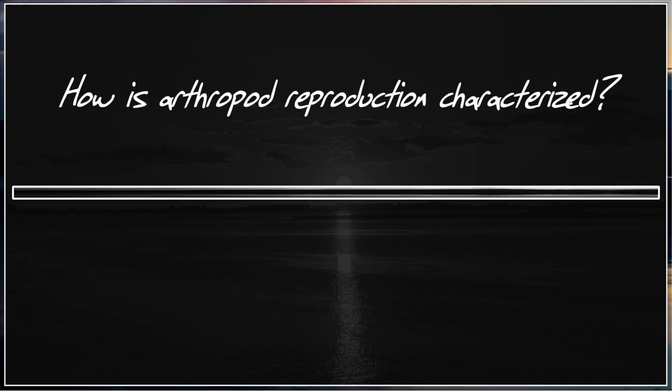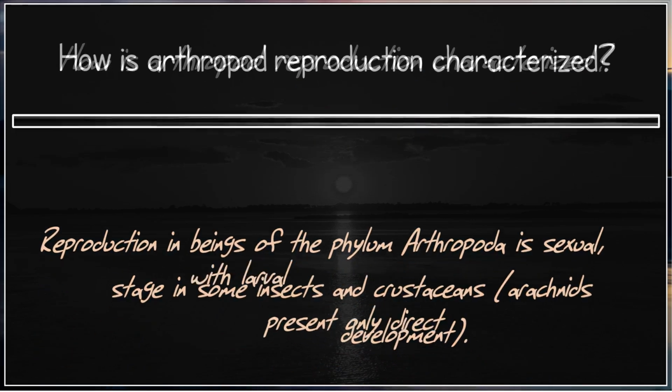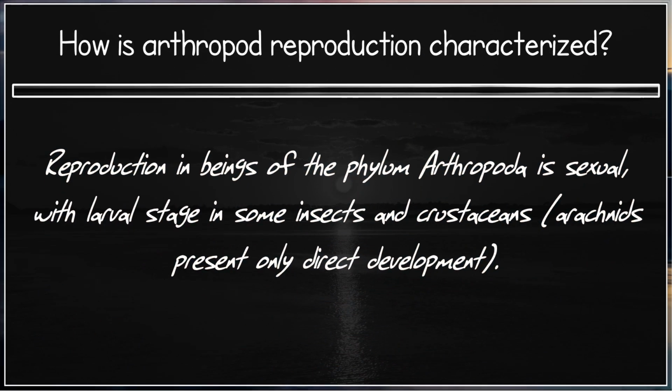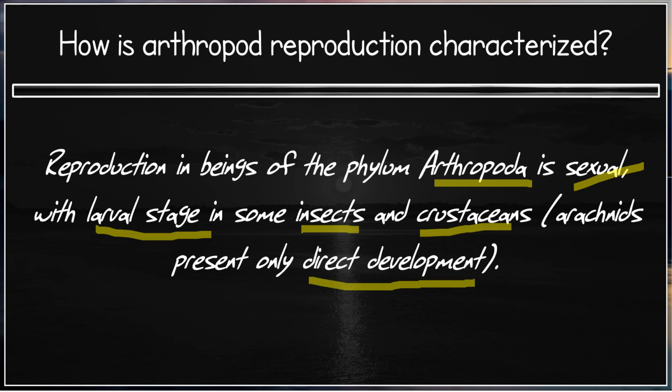How is arthropod reproduction characterized? Reproduction in arthropods is sexual, with a larval stage in some insects and crustaceans. Arachnids present only direct development.